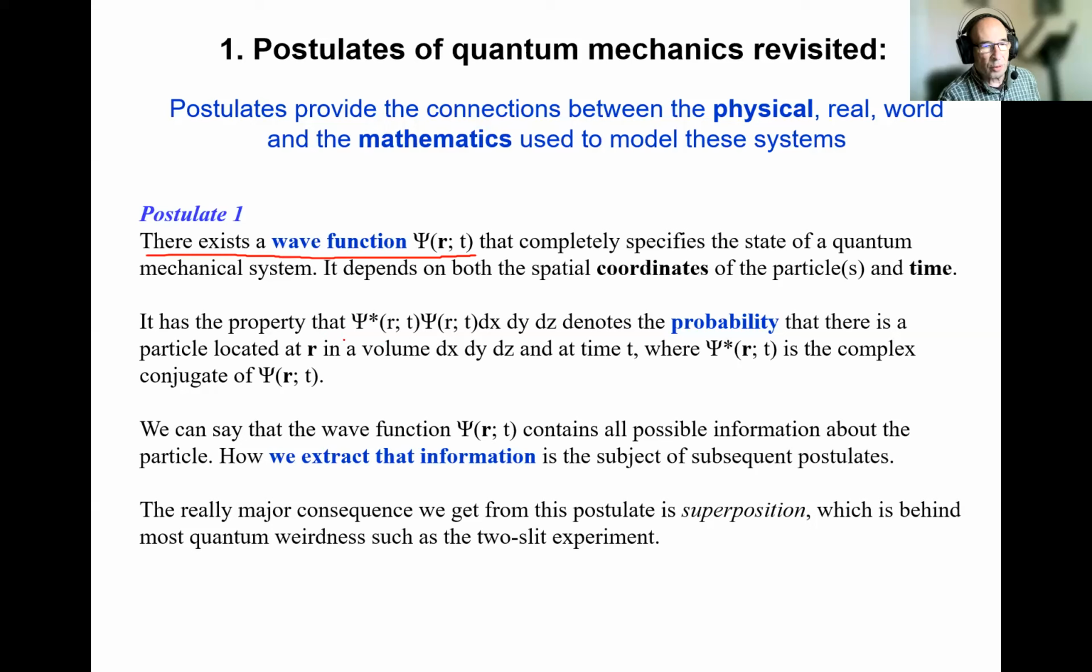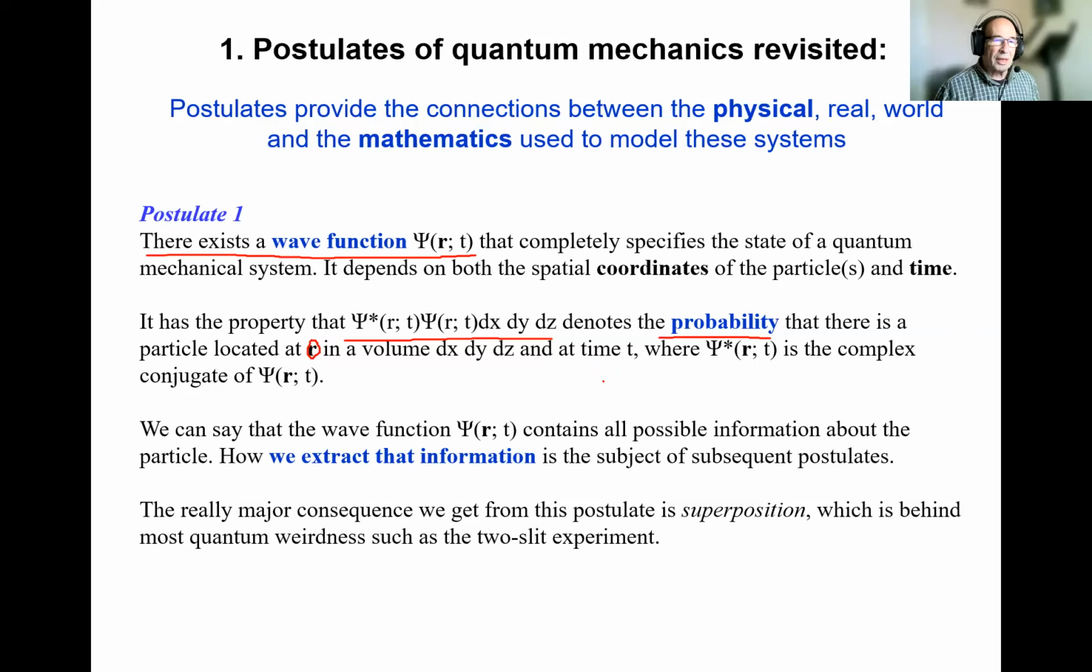And now, how do we link it to reality? We introduce a property, which is this product here. We take the complex conjugate of the wave function, multiply it by the wave function, and we call it the probability that there is a particle located at some position R in a very small volume, which is defined by x, y, and z, at time t.